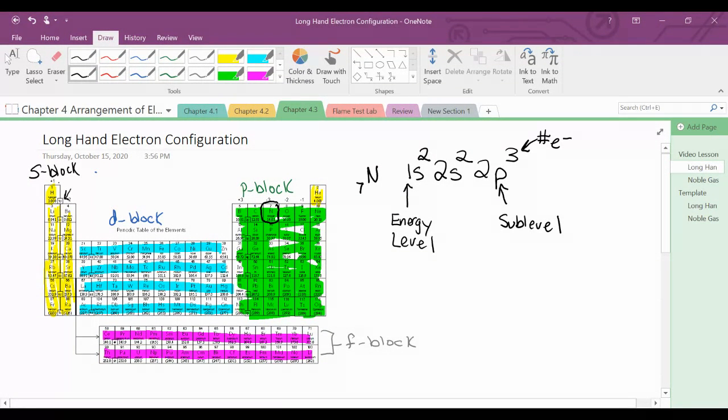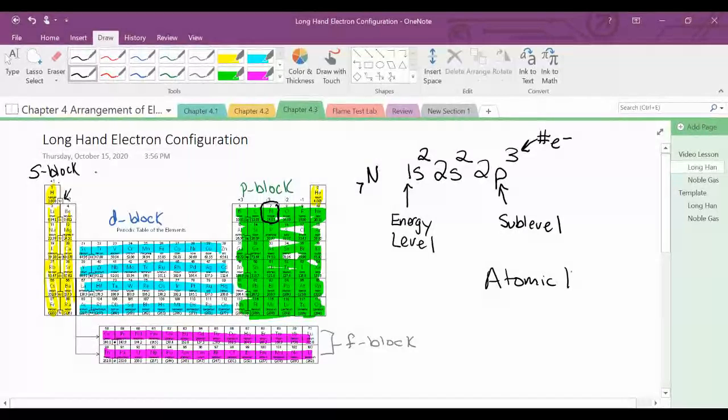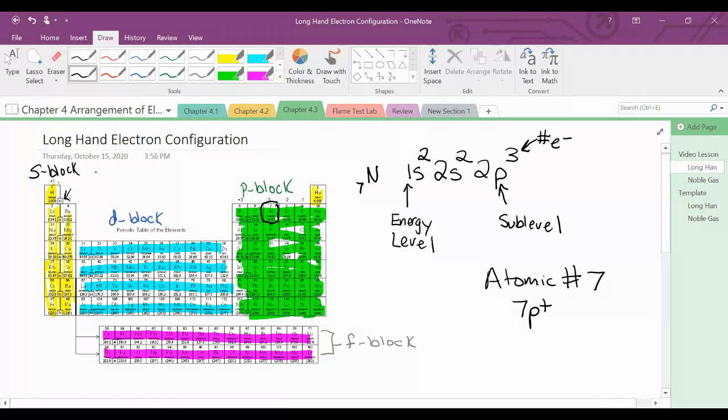And so nitrogen is atomic number 7, which means it has 7 protons. It's electrically neutral, so it would have 7 electrons. And if you look at your electron configuration, the superscripts added together should equal the number of electrons. So I have 3 plus 2 plus 2 gives me 7 electrons.